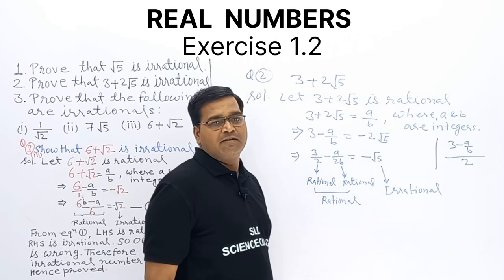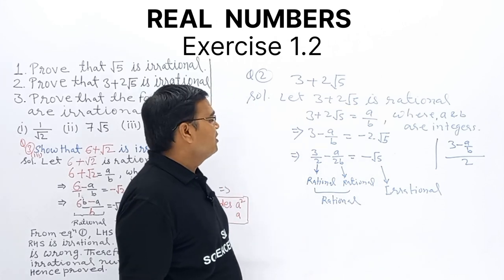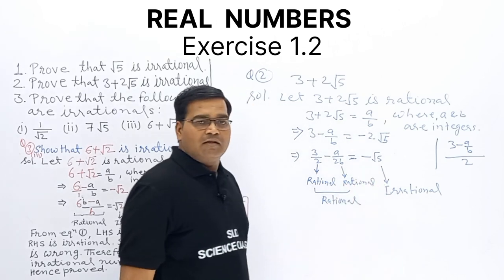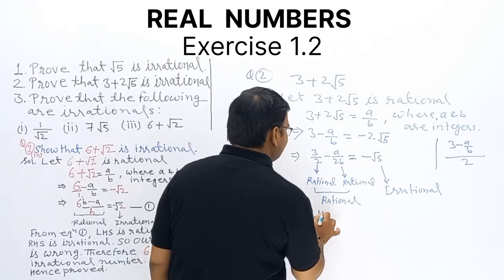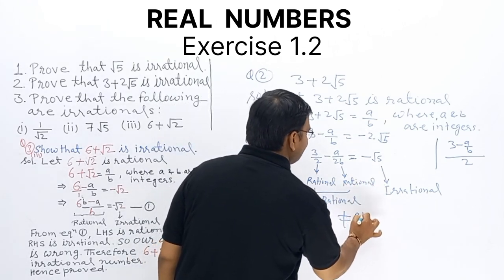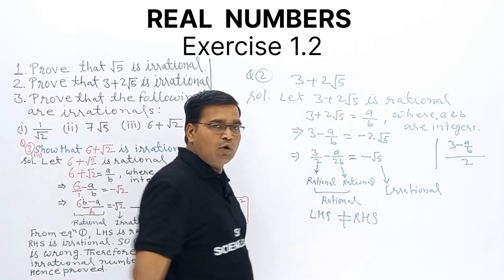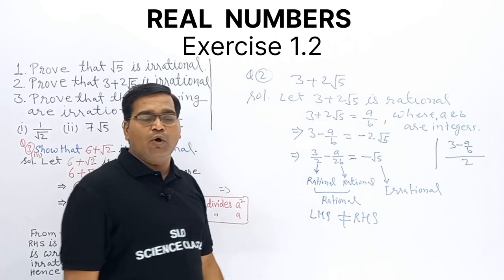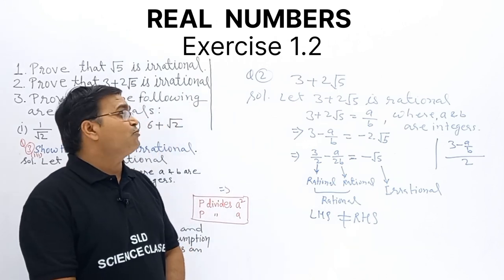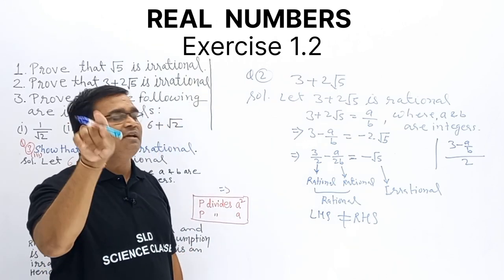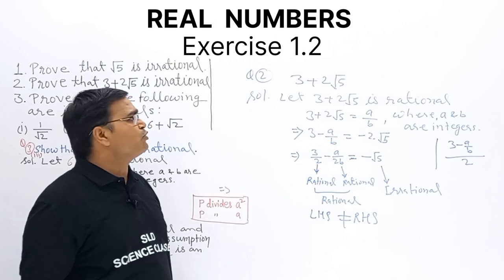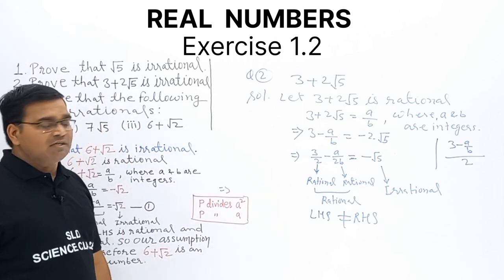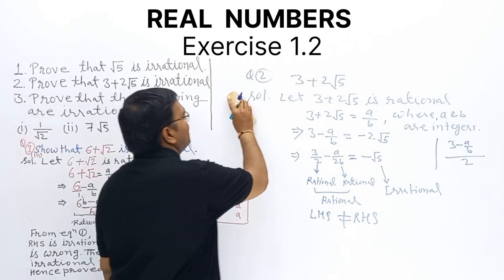So what will the result be? In the equation, one side we are having rational, the other is irrational. Left hand side is not equal to right hand side. Our assumption is wrong. So 3 plus 2 root 5 is not rational, it is irrational. So this is the process for solving this question. Now I am taking question number 3, first one.